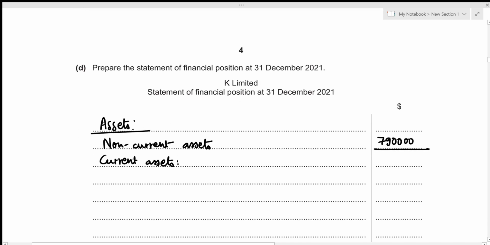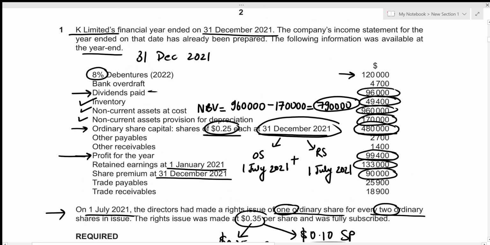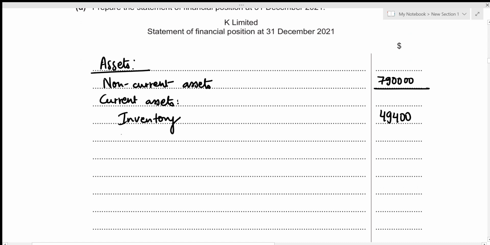That's inventory with the value of 49,400. Okay, let's look at our information again. Then we have other receivables. Receivables are always assets, and this amounted to 1,400. So let's record this as well. That's other receivables with the value of 1,400.